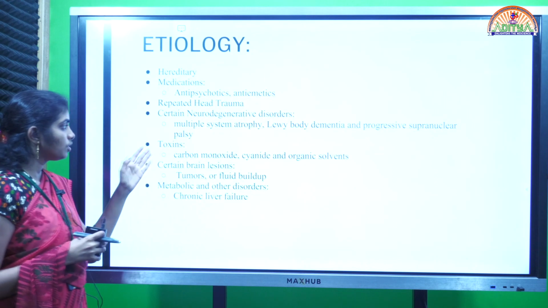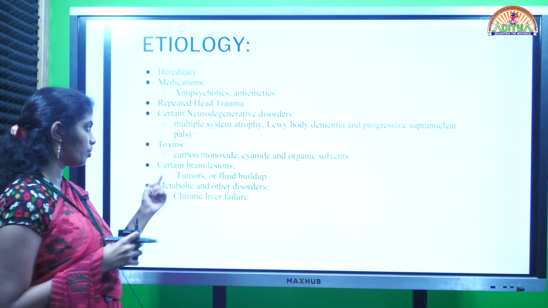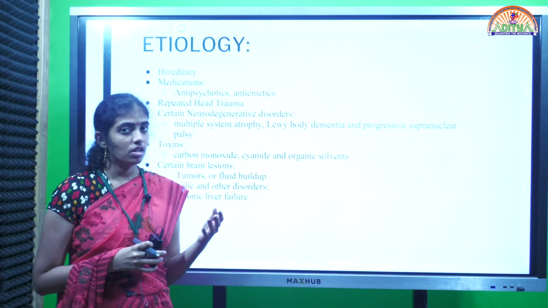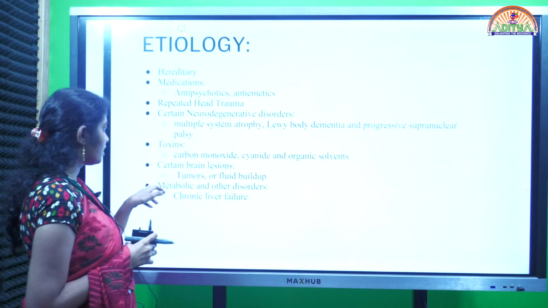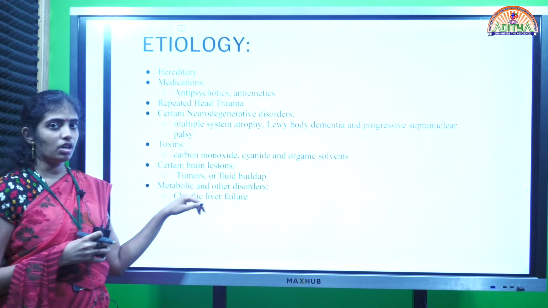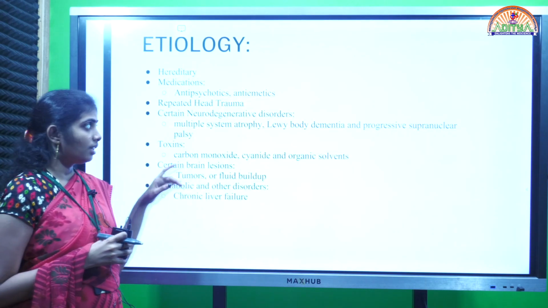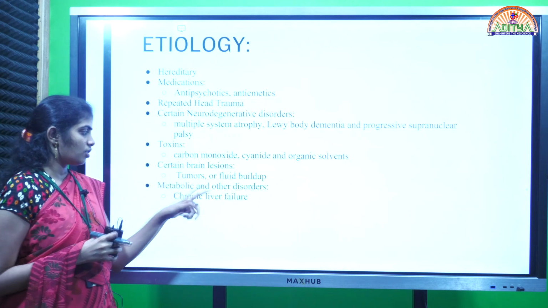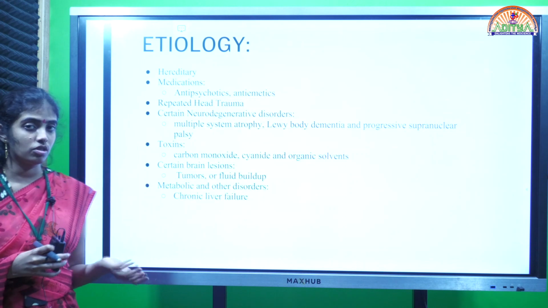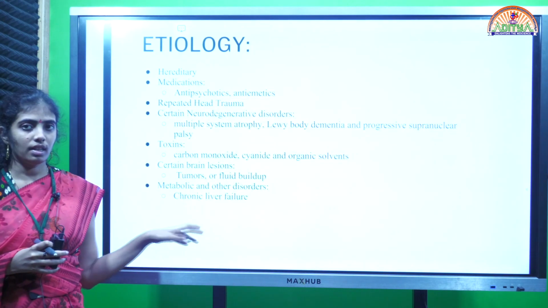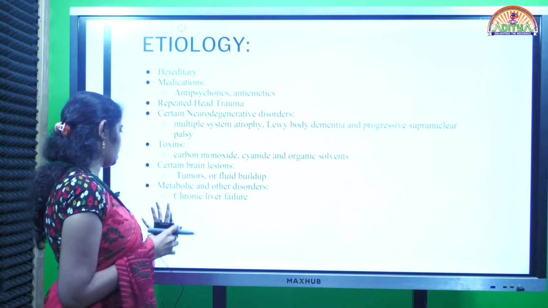And next, coming to toxins. Some toxins like carbon monoxide, cyanide and organic solvents can also cause Parkinson's. And then certain brain lesions: if there are any lesions in the brain like tumors or fluid buildup in the brain, it can lead to Parkinson's. And next, metabolic and other disorders. Some metabolic disorders, for example chronic liver failure, can also cause Parkinson's.